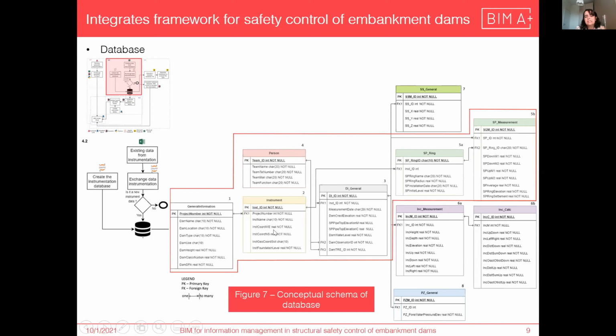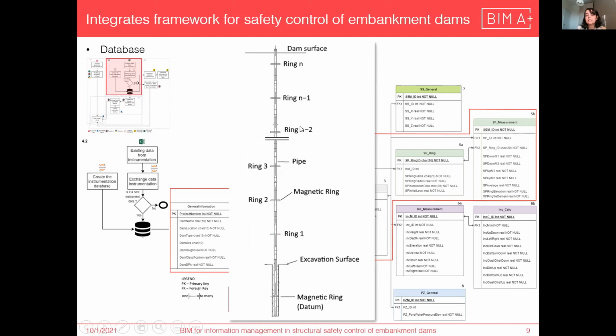The second one is information of each instrument, like the position of the instrument. The third one is the measurement data of each instrument. And these other ones that have different colors here are the measurements of each kind of instrument. For this work, we just implemented the red one, the line that represents the instrumentation that measures the displacement along the depth of the embankment.